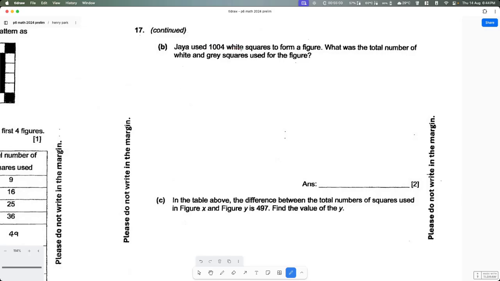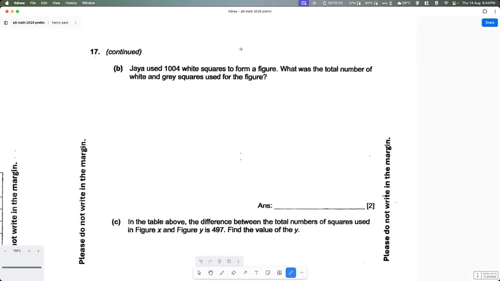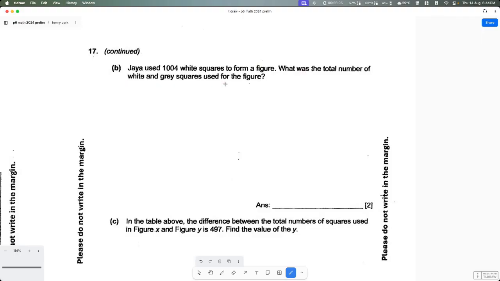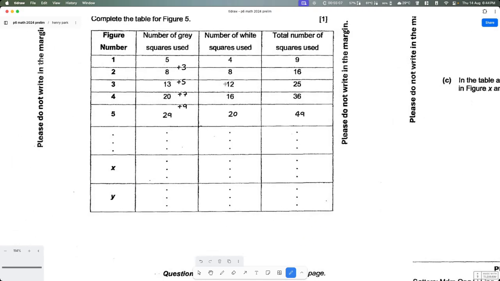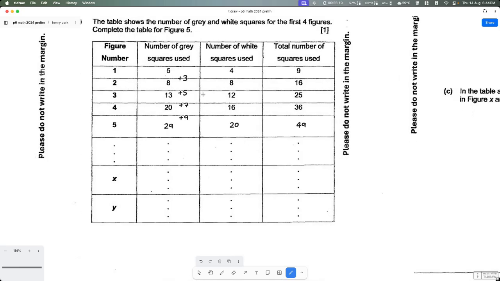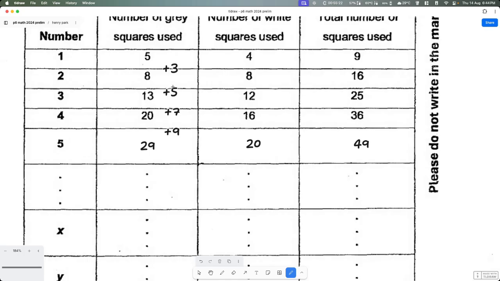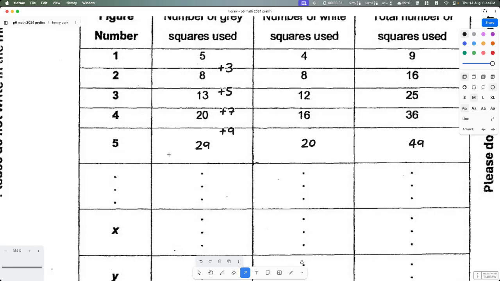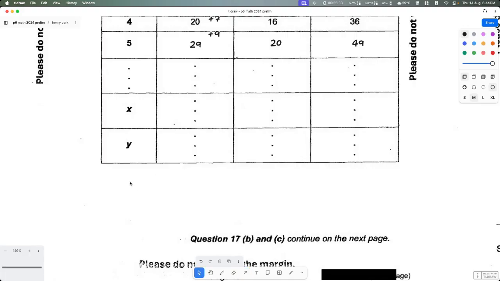Jaya used 1004 white squares to form a figure. What was the total number of white squares used for the figure over here? We know the number of white squares is 1 times 4, 2 times 4, 3 times 4, 4 times 4, pretty straightforward. So the number of squares we need to figure out, from 3 to 5 to 7 to 9, the pluses in between.